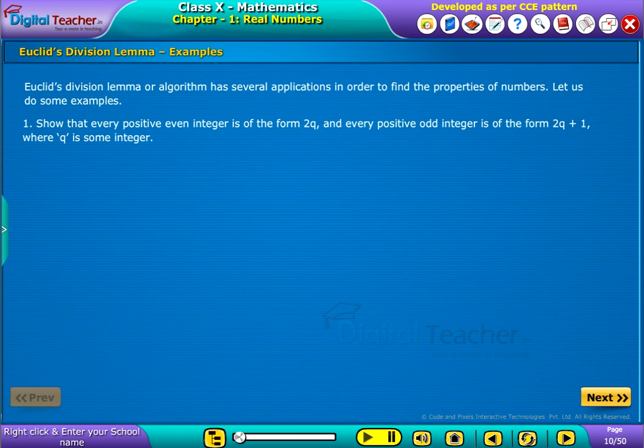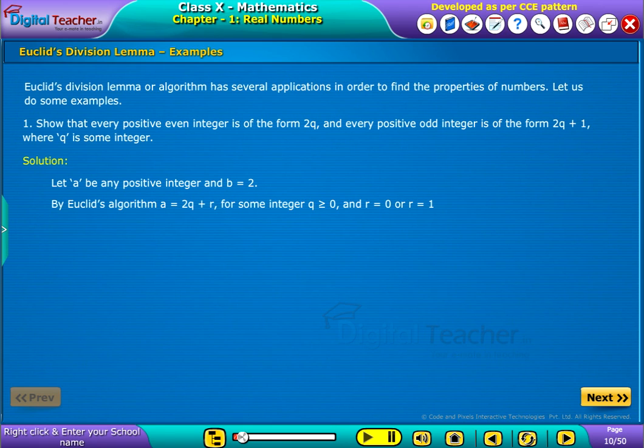Show that every positive even integer is of the form 2q and every positive odd integer is of the form 2q plus 1, where q is some integer. Solution. Let a be any positive integer and b is equal to 2. By Euclid's algorithm, a is equal to 2q plus r for some integer q greater than or equal to 0, and r equal to 0 or r equal to 1.